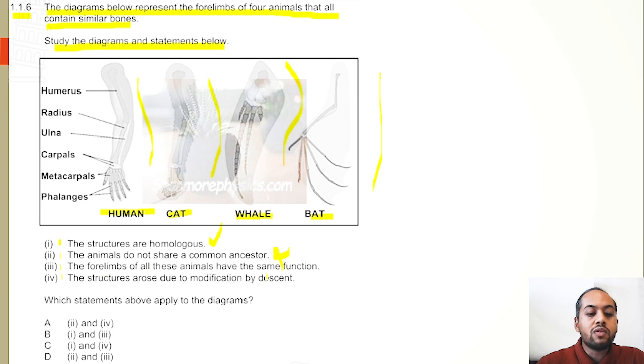The 4 limbs of all these animals have the same function. No, they don't all have the same function, because the bat, the whale, the cat, the human, these limbs don't have the exact same function. The structures arose due to modification by descent. Yes, it did. Therefore, we choose number 1 and number 4, which is therefore going to be C, the correct answer.